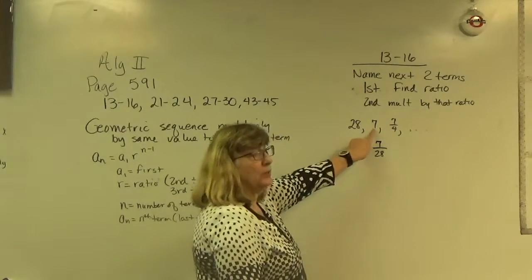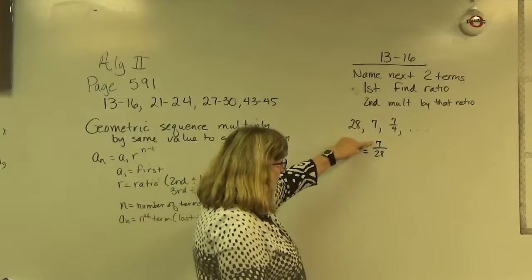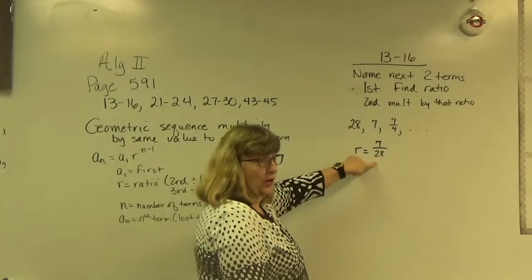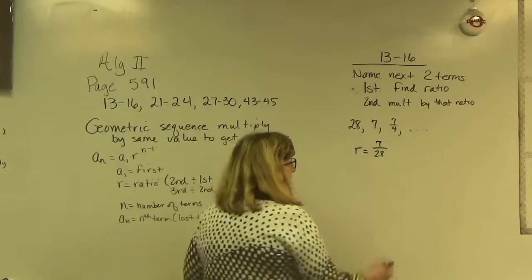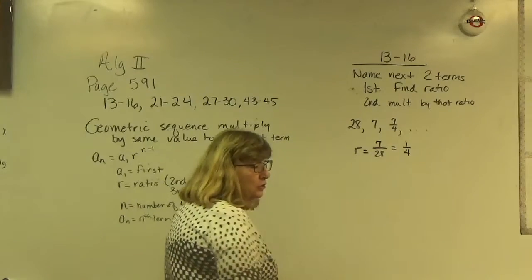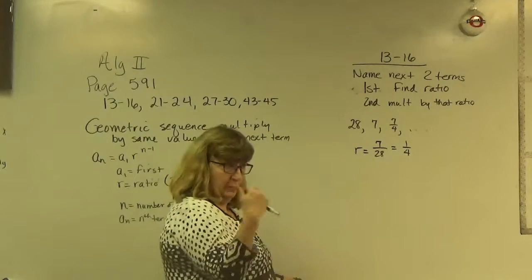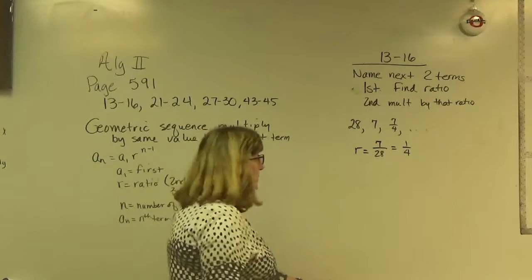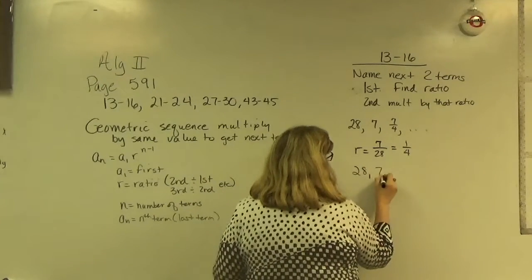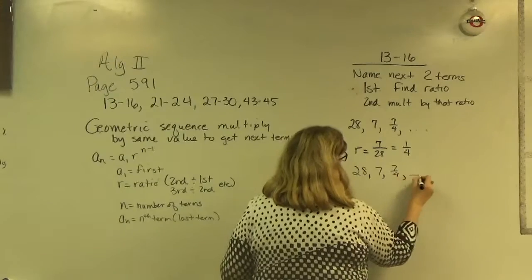I put the second one over 28, which means 7 divided by 28. I'm just not using the division symbol, I'm using the fraction bar, which means division. And doesn't that reduce to 1/4? And you're going to find it's easier to work with the fractions than it would be to work with the decimals.